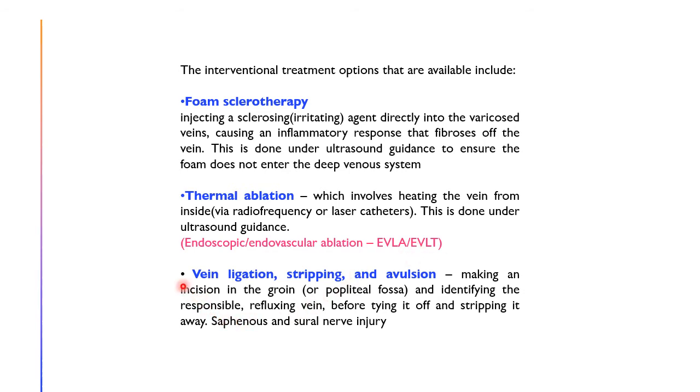The third treatment available is the thermal ablation, which involves heating the vein from inside, either using radio frequency or laser catheters. This is also done under ultrasound guidance and is generally known as the endoscopic or endovascular ablation of varicose veins.